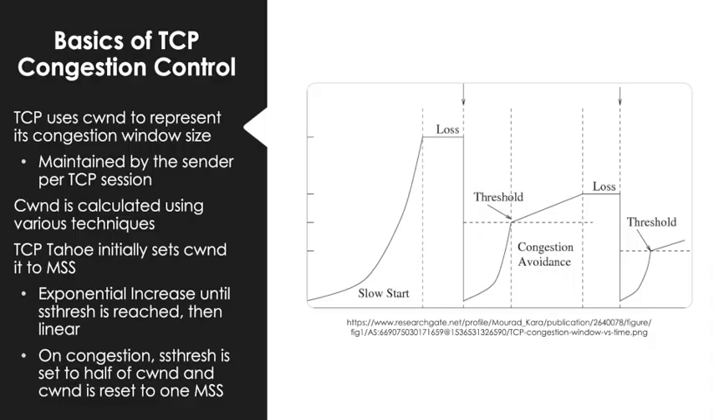So let's go through the basics of TCP congestion control and how it started off working. TCP congestion control techniques will help either to prevent congestion or mitigate it after it occurs. TCP uses something called the congestion window, abbreviated as CWND, maintained by the sender for each TCP session to represent the maximum amount of data that can be sent into a network without being acknowledged.